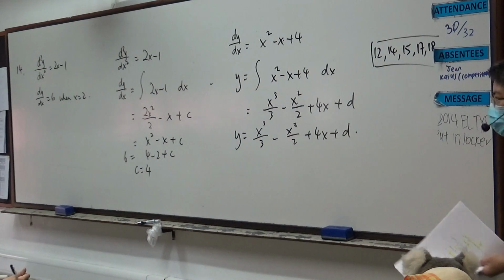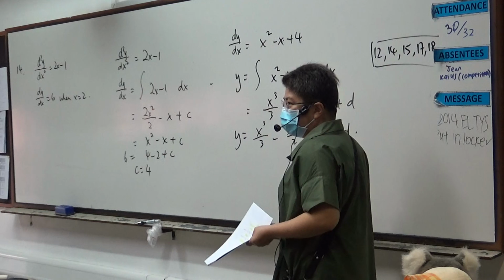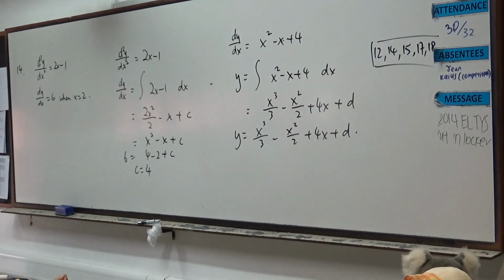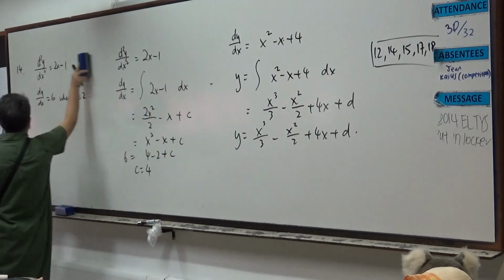Okay, you say, teacher, I cannot find d, right? No worry first. d is just a constant, okay? What did the question say? Can you read again? Find the increase in y when x increases from 2 to 3. Okay, I'm going to do it down here.